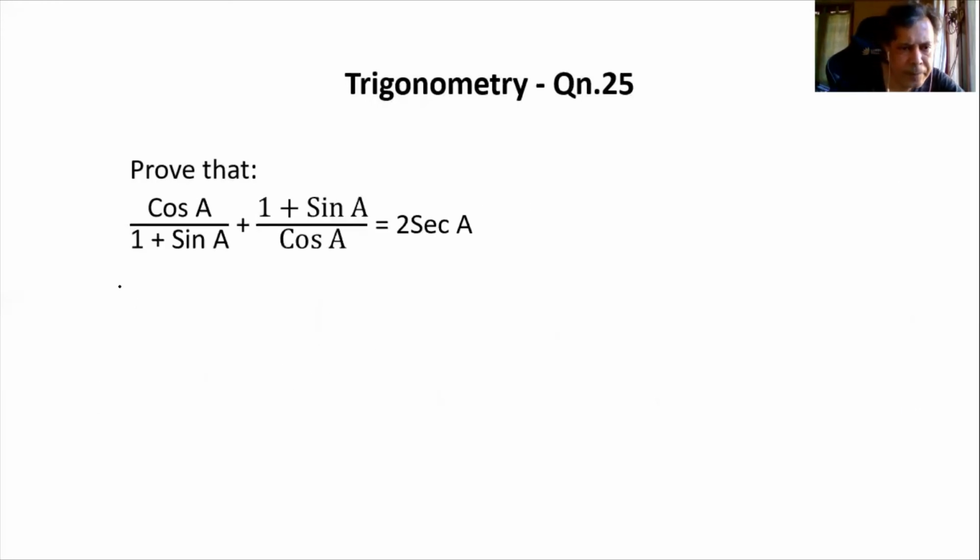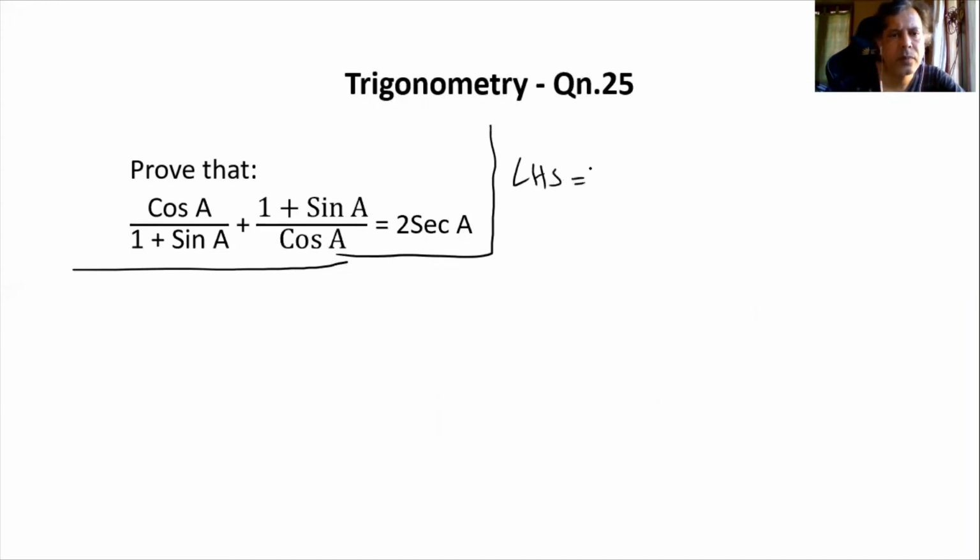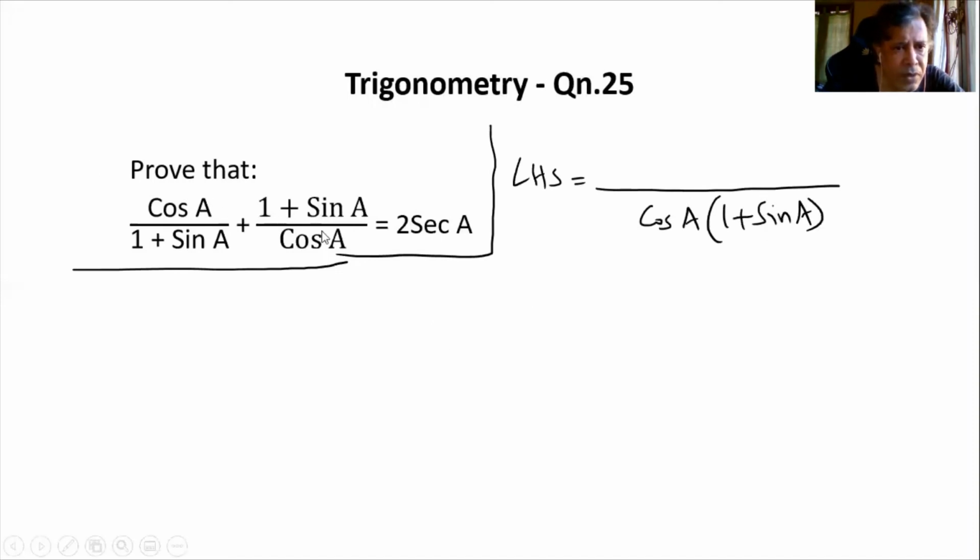Again, it is about proving. Let me start with the left-hand side. Let me take the LCM on the left-hand side. The common LCM will become cos A multiplied by 1 plus sin A. So that means we'll be doing a cross multiplication, cos A into cos A, it becomes cos square A. Here it will be 1 plus sin A into 1 plus sin A. That means it will be 1 plus sin A, the whole square.